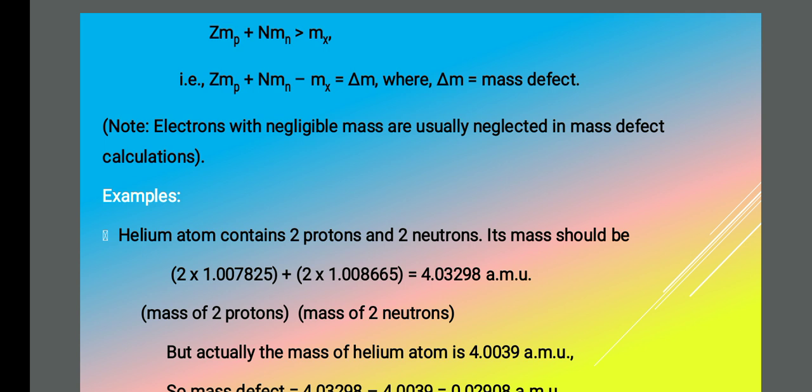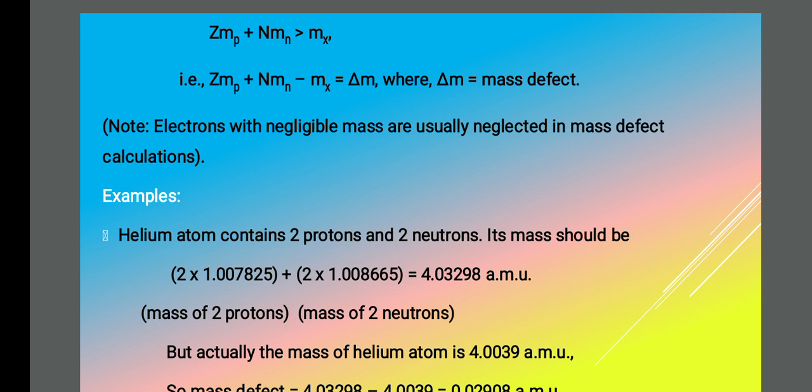Is it clear? So electrons are negligible and their mass is usually neglected in mass calculation. So the number of protons plus the number of neutrons is found to be greater than the actual mass. So the expected mass is this, but the actual mass is found to be less than that. So what you have to do here is Zmp plus nmn minus mx is equal to delta m, and delta m is nothing but the mass defect.